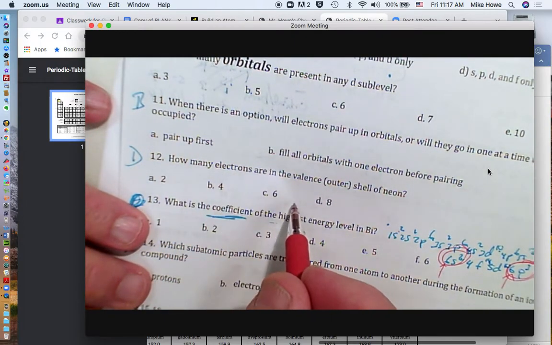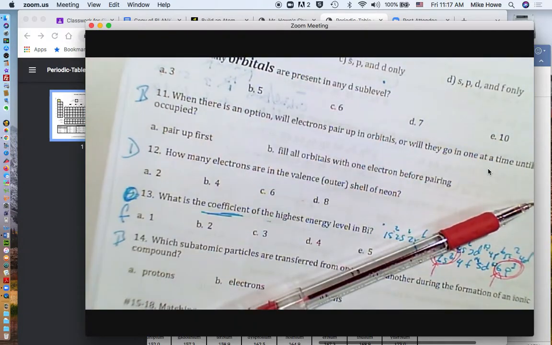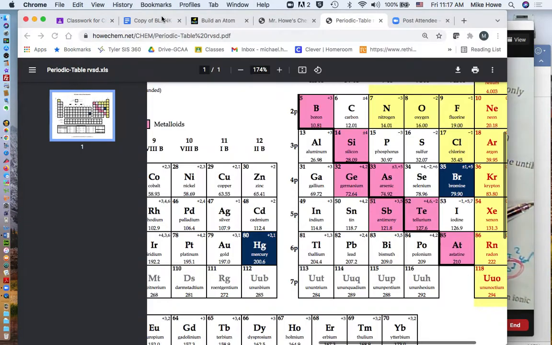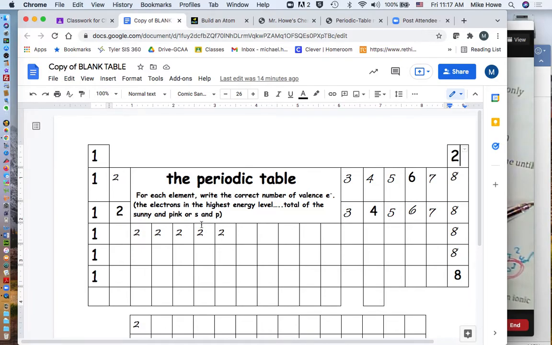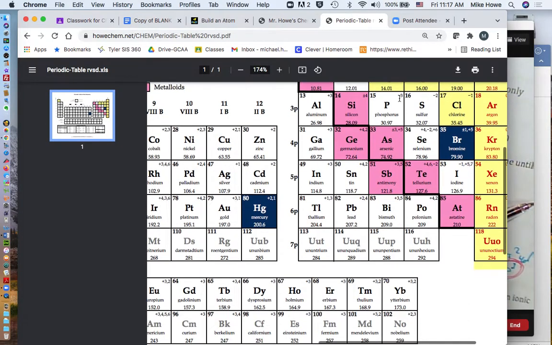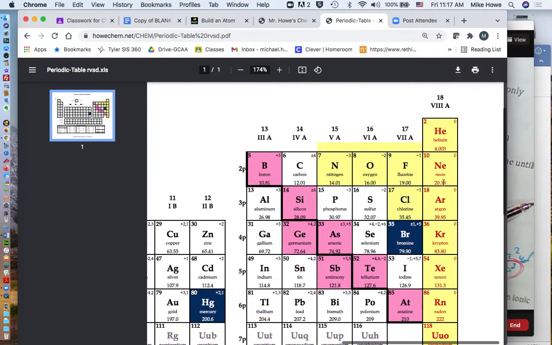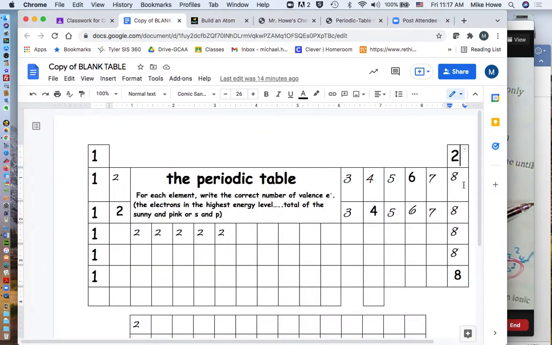And then how many electrons in the valence outer shell of neon? To do that, we'll take a quick look over here at our periodic table. This was the blank periodic table you guys had to do. So you got 1, 2, remember all these columns 1, all these 2, all these short rows down here were 2, then 3, 4, 5, 6, 7, and 8. So neon is in this position right here. See neon right there? So the answer to that question is 8. It's in that 8th column.